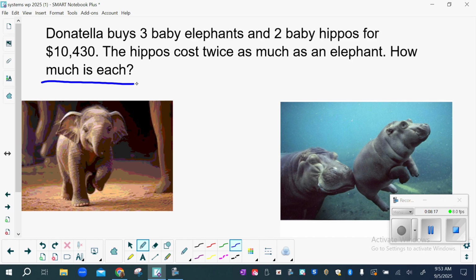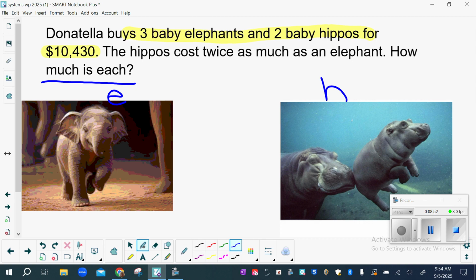So usually it's the last part of the problem. How much is each? And by each, I mean elephant, give yourself a variable, and hippo, give yourself a variable, right? So the first thing you should be doing on these problems is deciding what they are looking for and give yourself those variables. Now the next thing you're going to do is write 2 equations. And they usually go in the sentences. Like each sentence usually gives you all the stuff you need to know.